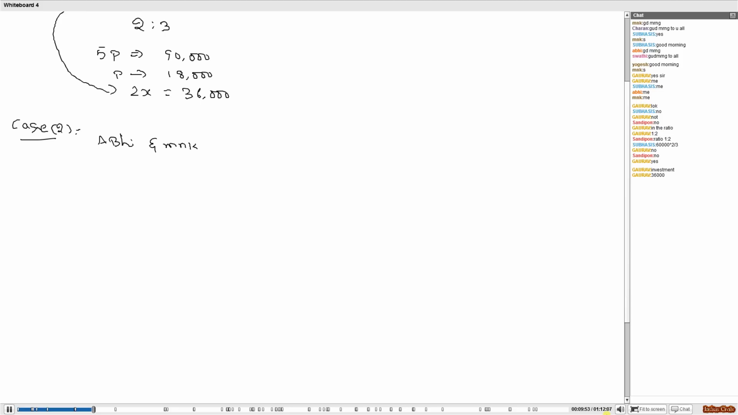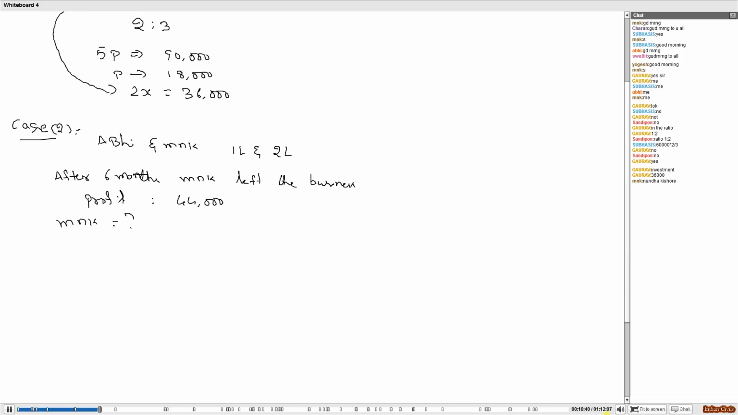Let us take Abhi and Nandakishore, who started a business by investing 1 lakh and 2 lakh rupees. After 6 months, Nandakishore left the business. At the end of the year, a profit of 44,000 is recorded. What is the share of Nandakishore? Remember, the profit will be calculated for the full year, so at the end of the year a profit of 44,000 is recorded. What is the share of Nandakishore?